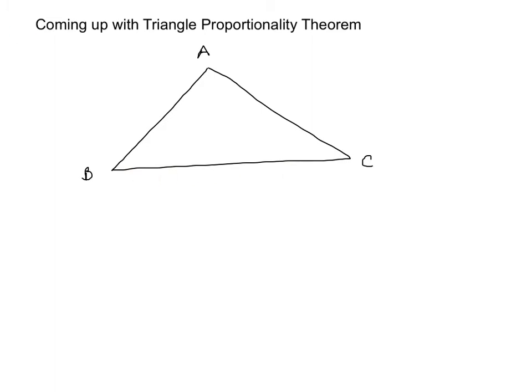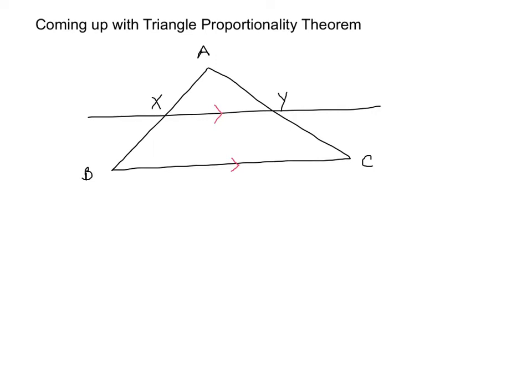Now, what we want to do is draw a line that goes through this triangle somewhere, but it's parallel to BC. So let's see if I can do this freehand. That looks pretty good. Now I said it's parallel, so make sure you put your parallel signs in here. I'm going to go ahead and label these intersection points. So let's call this X and let's call this Y.